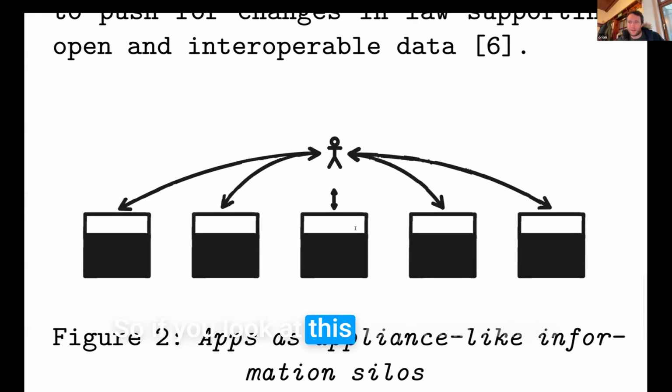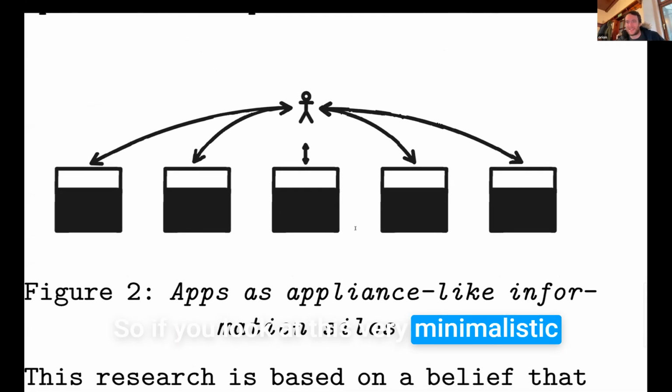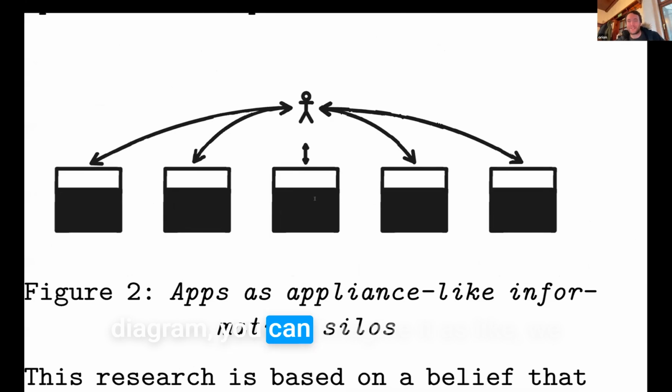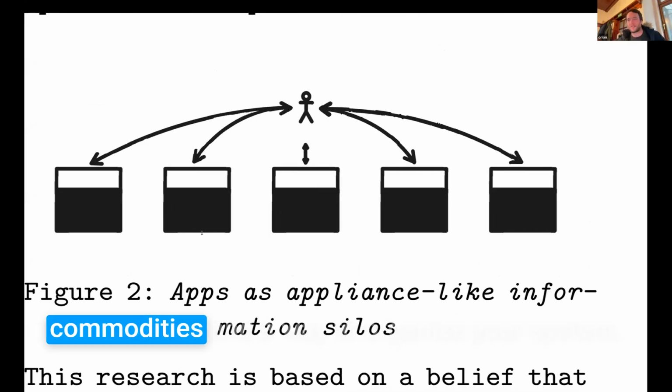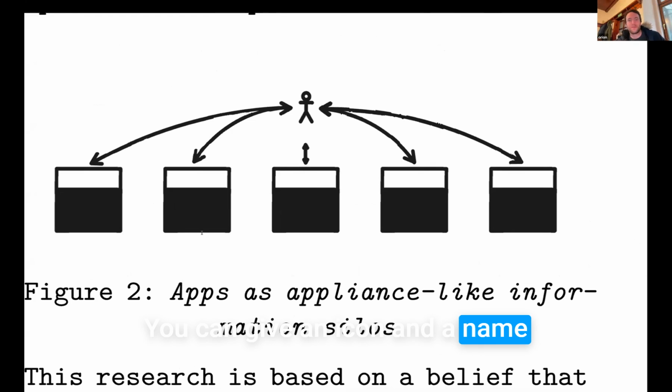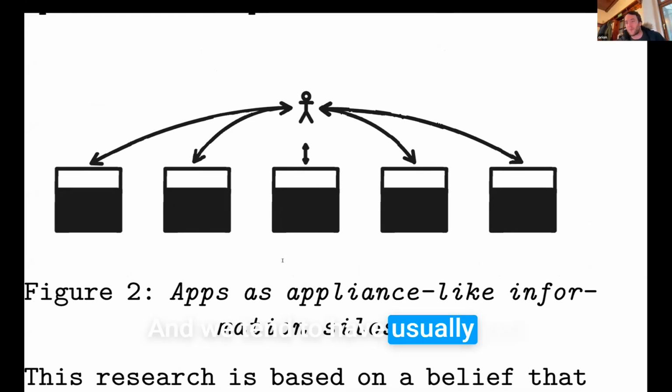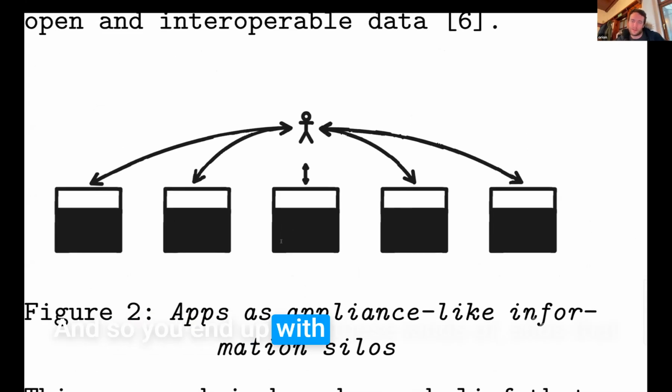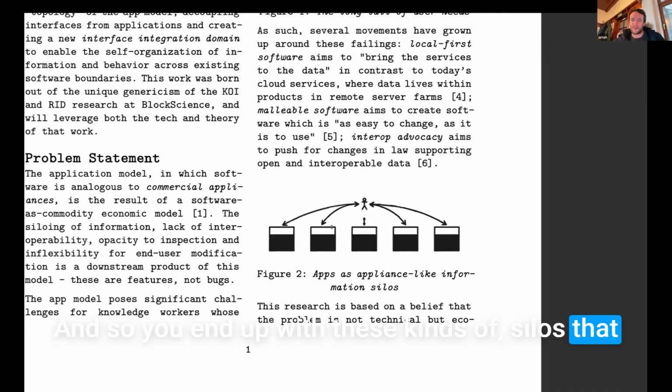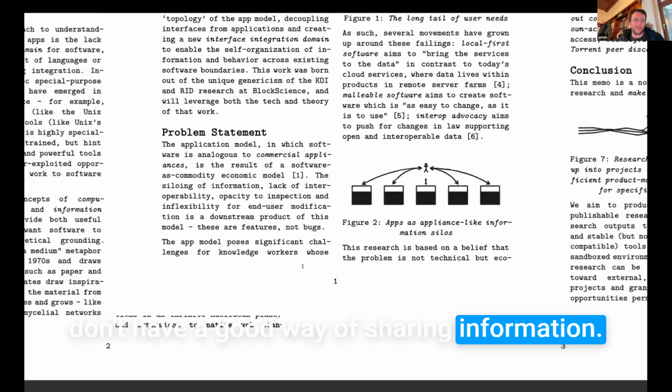So if you look at this very minimalistic diagram, you can imagine it as like, we currently build software in kind of these single boxes that function as both commodities and a way to organize your system. You can give it an icon and a name and put it in your dock and open it. And we tend to have usually just one interface per application.